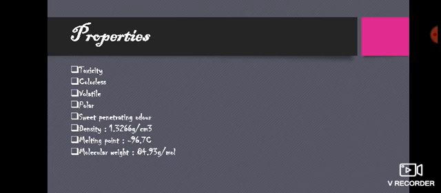So you can identify the different types of chemical compounds from their properties. Properties really matter. They are very important for every chemical compound. Now let's go to the next slide.